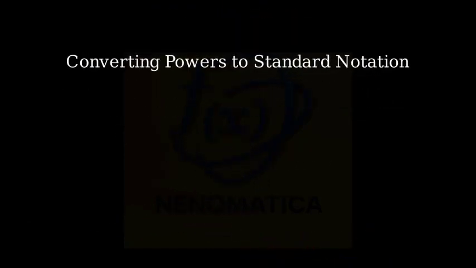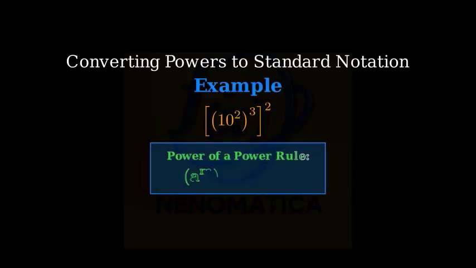We'll learn how to simplify expressions and convert them to standard notation. Let's look at our first example. We want to find the result of the quantity 10 squared, cubed, and then the whole expression squared. We'll solve this step by step using the power of powers rule, which says that when raising a power to another power, we multiply the exponents.